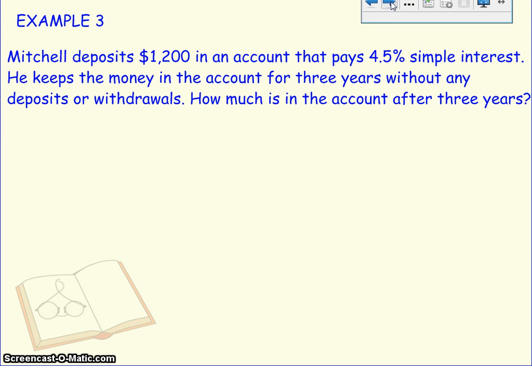All right, example 3, it says Mitchell deposits $1,200 into an account at 4.5% simple interest. He keeps it in the account for 3 years without any deposits or withdrawals. How much is in the account after the 3 years? Well, in order to complete this, we first have to look at my simple interest formula.